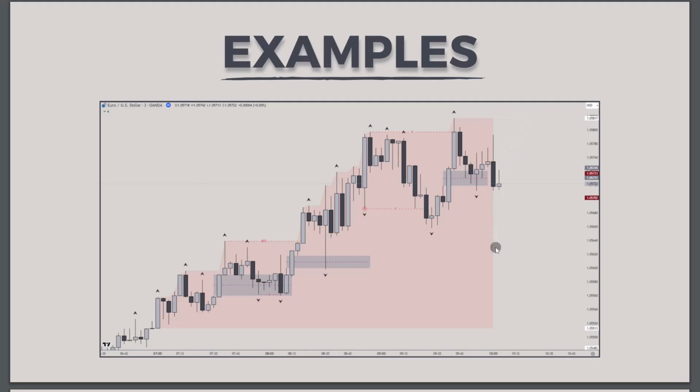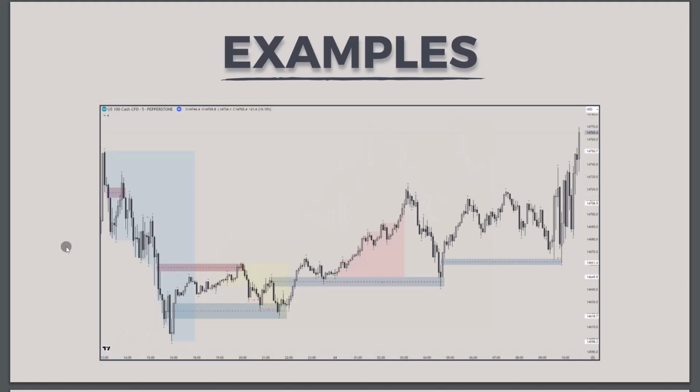But the New York kill zone is done, but we can see that it was a clear bullish order flow. And if we apply all of the criteria or all of the points that I mentioned before, all of those are going to be applied here, and we can see that it's simply a clear bullish order flow. Another example is right here.